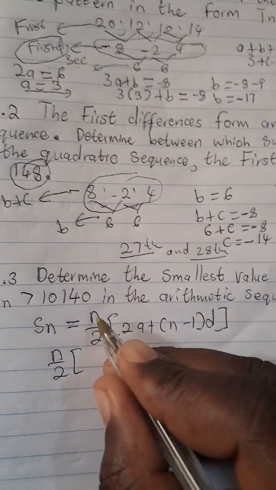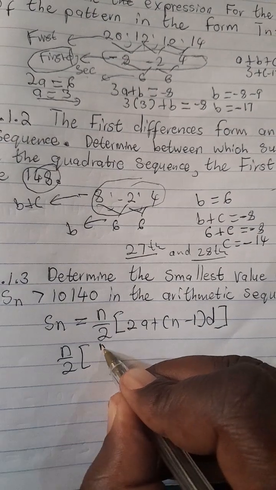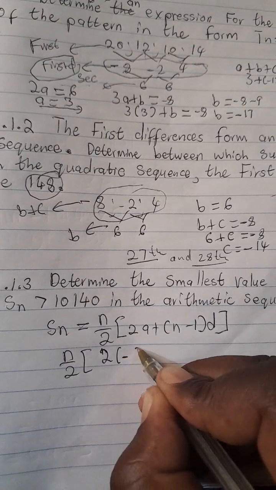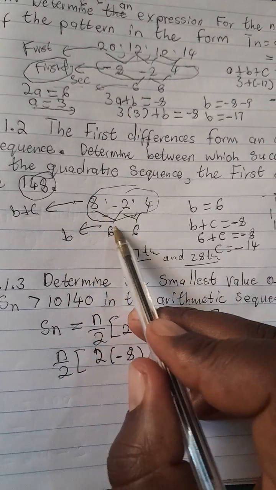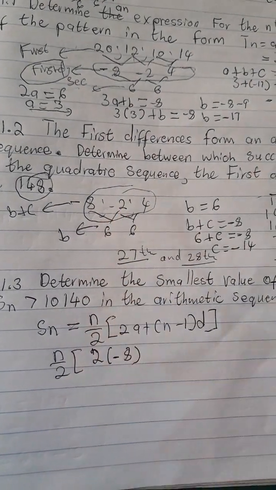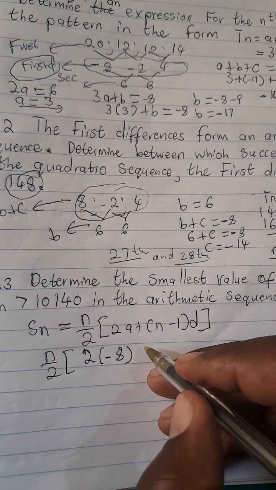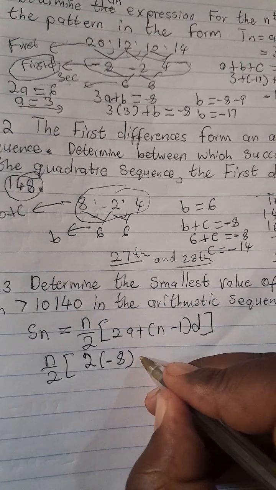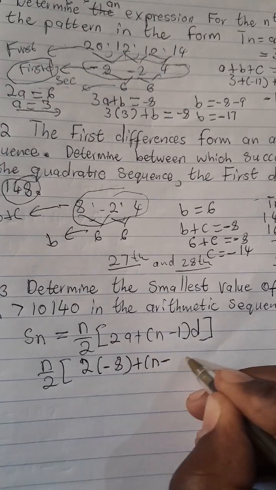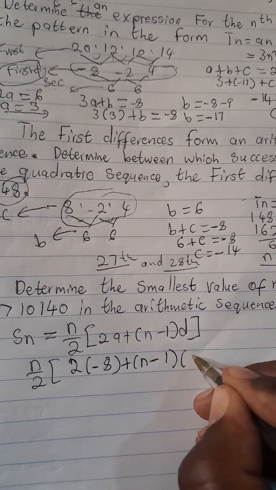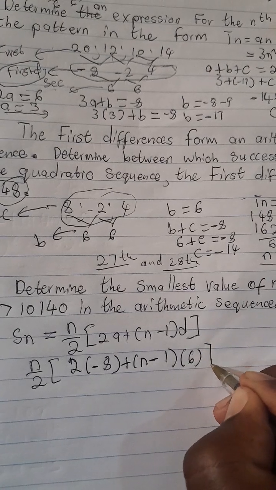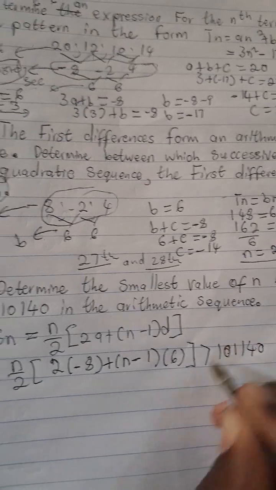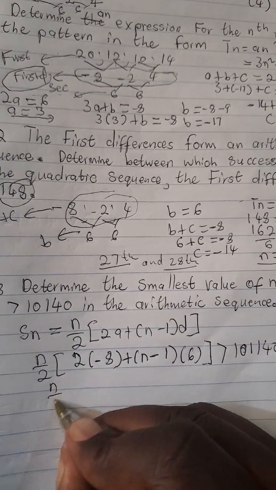In this case we don't know n. Let me just substitute a as our -8. Remember, we are using the arithmetic sequence, not this one. We're using the first difference, which was our arithmetic sequence. Remember that in a quadratic pattern, the first difference always forms an arithmetic sequence. So we have plus (n minus 1). So far so good. Then what was our difference? Our difference was 6, which is greater than 10,140.